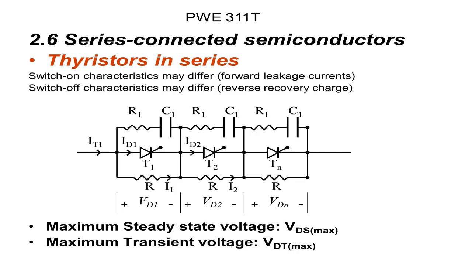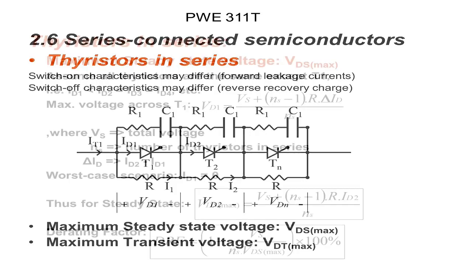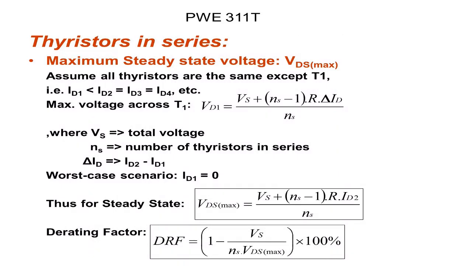So now, assuming that all thyristors are the same except T1, then ID1 will be less than ID2. If you check, the current flowing through D1 will be less than that flowing through D2, if thyristor 1 is not the same as that of 2 and 3 until the nth one. Okay, and ID2 equals ID3 equals ID4 up to IDN. But just the ID1 is not, because the other thyristors are the same except the thyristor 1.